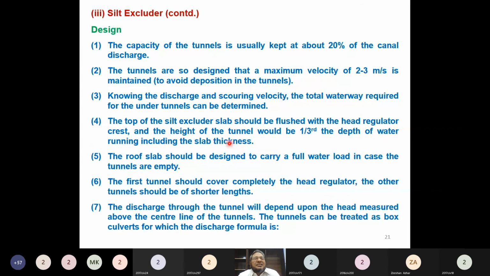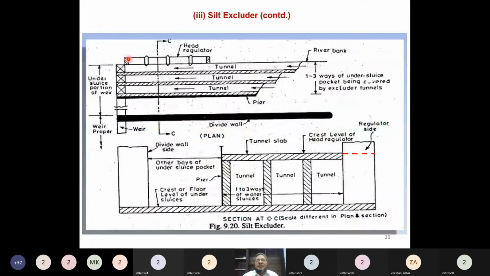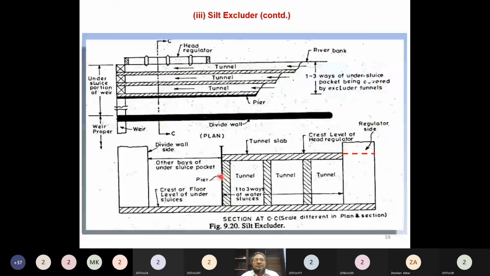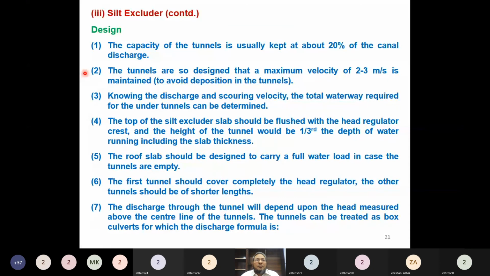Now the design of the silt excluder. How much capacity do we have to keep for the tunnels? It is kept equal to 20% of the canal discharge. Whatever the canal discharge is, we take 20% as the capacity of these tunnels. Number 2, the tunnels are so designed that a maximum velocity of 2 to 3 meters per second is maintained. Why do we keep this much high velocity? To avoid deposition in tunnels.